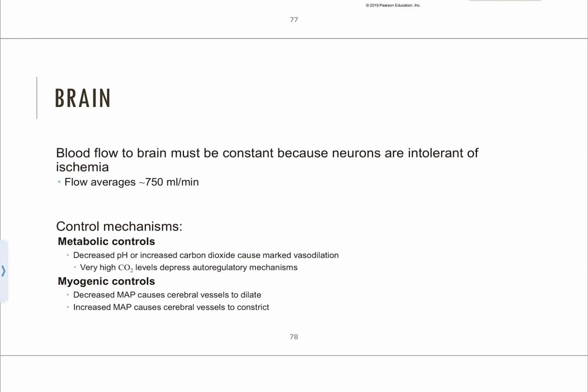If we're talking about our myogenic or physical controls, if we have a decreased mean arterial pressure, that's going to cause the vessels in our cerebrum to dilate. The reverse is going to be true if we have an increased mean arterial pressure. That's going to cause them to constrict. Again, the whole purpose of the myogenic controls is really to prevent damage of these blood vessels.